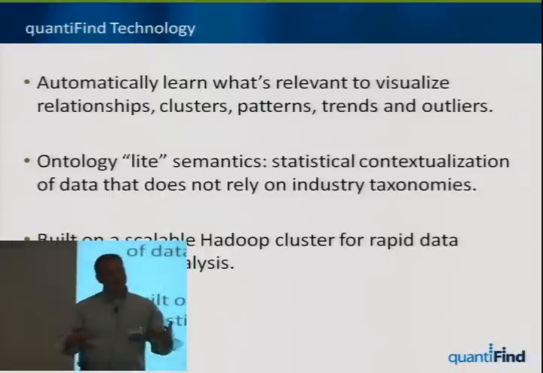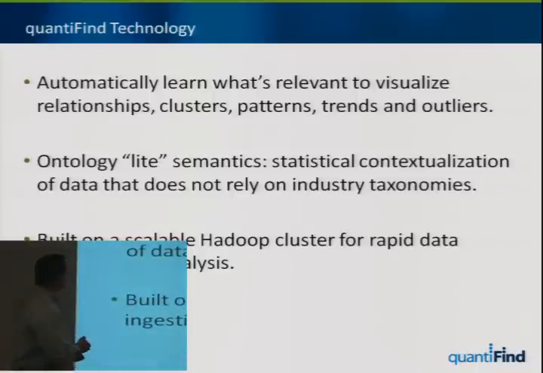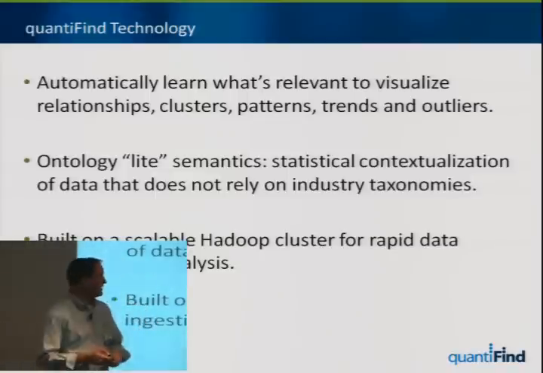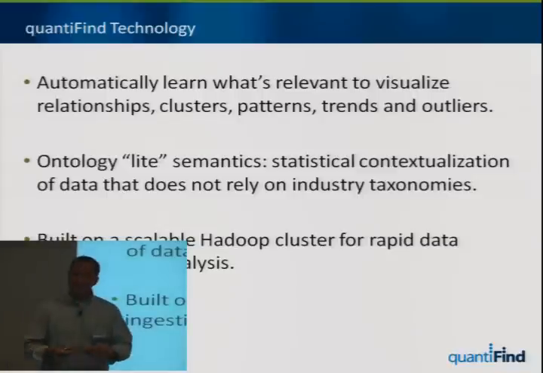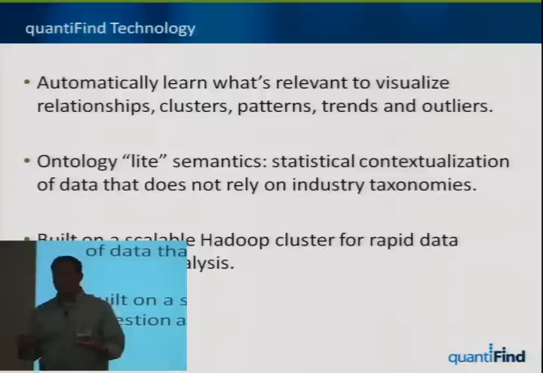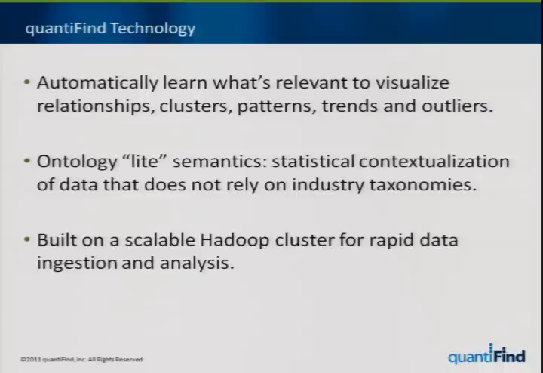A quick step back, talking a little bit about the Quantifind technology. Some of the highlights: everything is automatically learned directly from the corpus, what's relevant, right? And that allows you, once you figure out what types of data are relevant to the query, to pull back all the values of that data. And then instead of getting a list of documents, what you're visualizing is trends and clusters and correlations along axes that you may not even have known were relevant to your query.